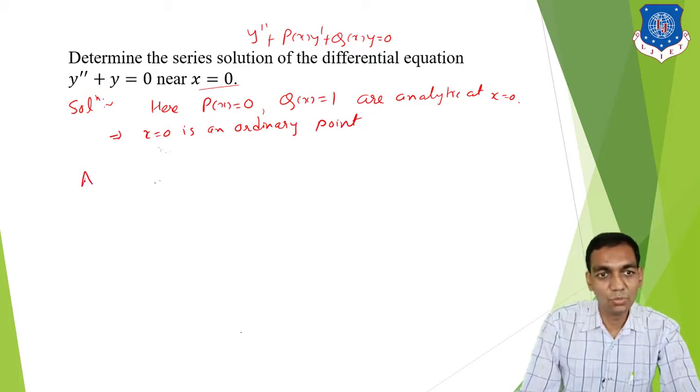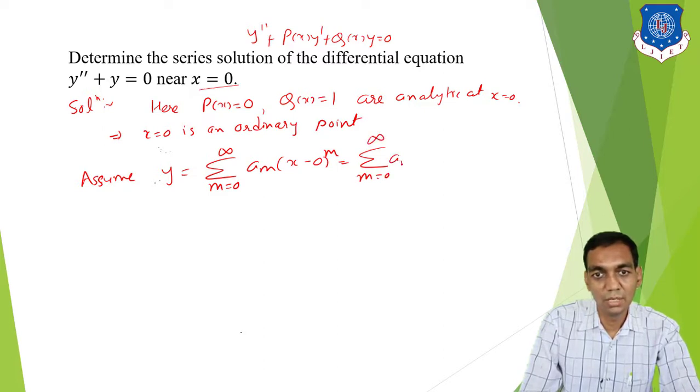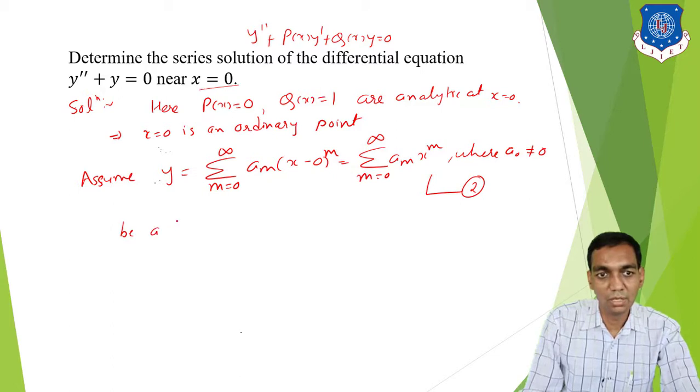So we are going to assume, step 1, y = sigma m running from 0 to infinity a_m (x - x0)^m, where x0 is 0. That means now you have the sum with m running from 0 to infinity of a_m x^m, where a0 is not equal to 0. I am going to call this equation 2, the trial solution of equation 1.